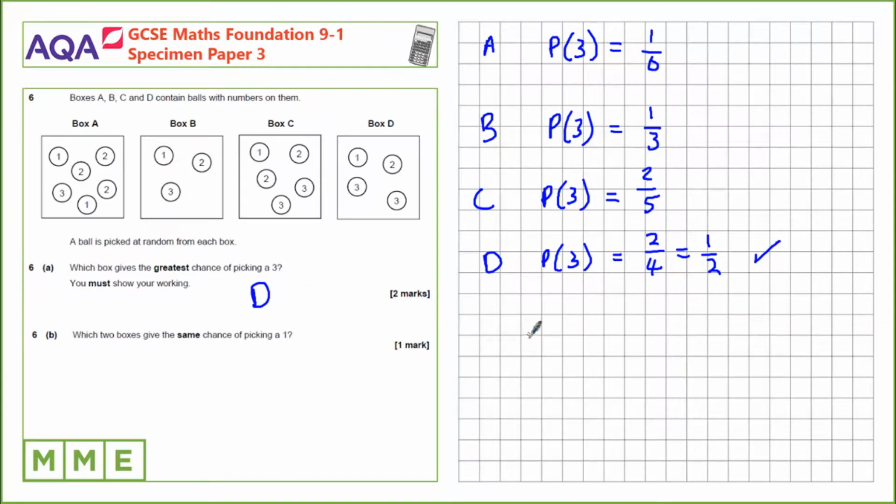For 6b, which two boxes give the same chance of picking a 1? So let's do the same thing, but for all the boxes in turn. For a 1 in box A, we have probability of 1 is 2 over 6, which is a third. In B, probability of 1 is 1 ball over the total 3. And these two match, so it's A and B.